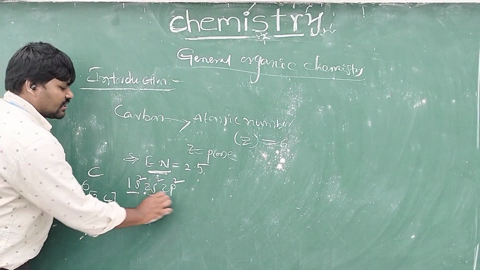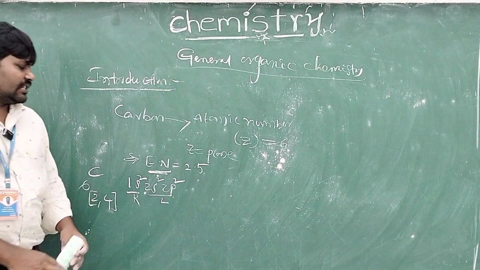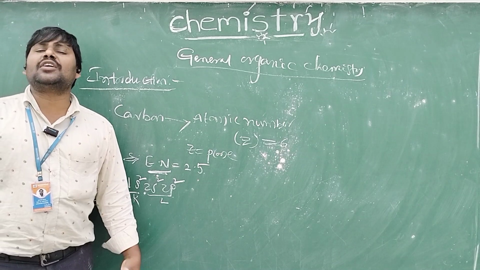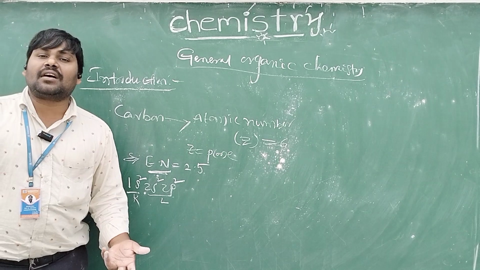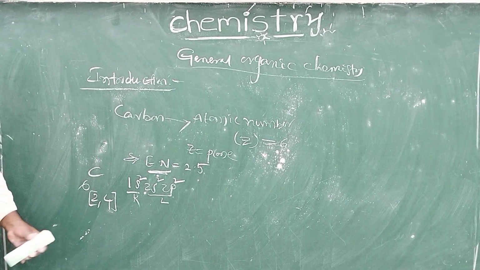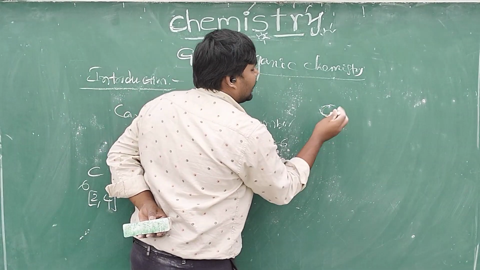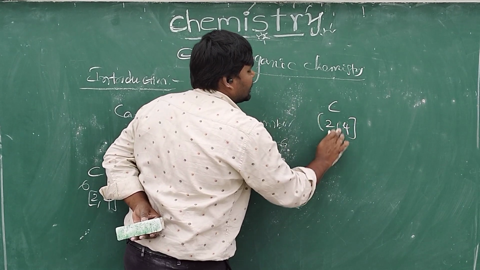In an atom, the last shell is called the valence shell. The remaining shells are called inner shells. The number of electrons present in the valence shell is called valence electrons. The number of electrons present in inner shells is called core electrons. Simply, 2,4 is the electronic configuration of carbon. Now I am taking carbon, atomic number 6, 2,4 is the configuration.